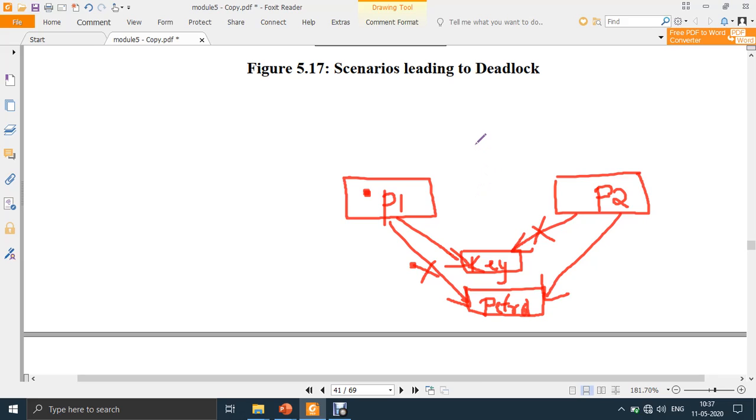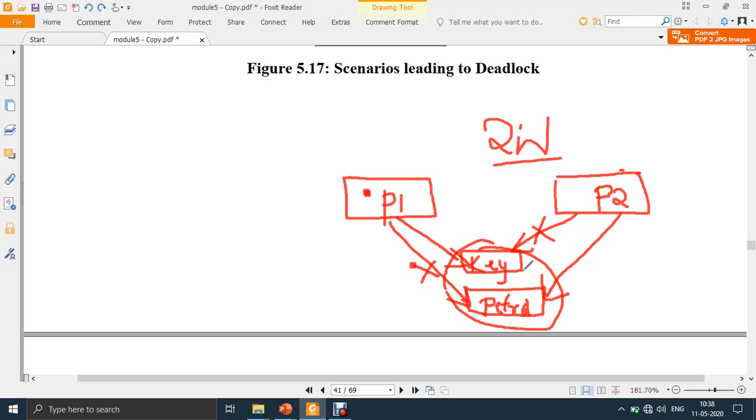For starting the two-wheeler, the processes P1 and P2 each should have access to both resources, the key as well as the petrol. Only when it has both can it start the two-wheeler. The same is the case with P2. But here, P1 has the keys but doesn't have the petrol, and P2 has the petrol but doesn't have the keys.